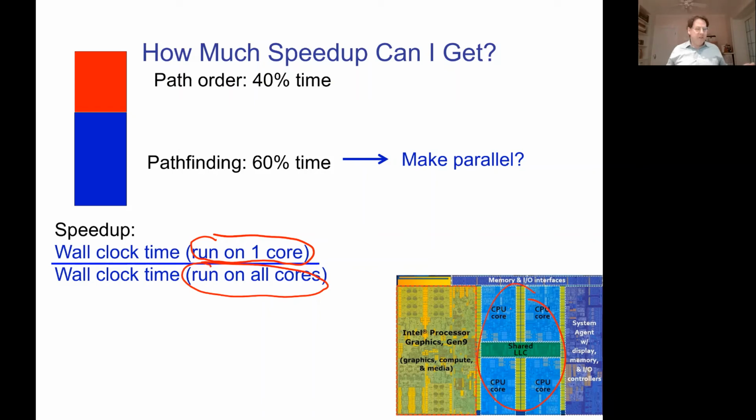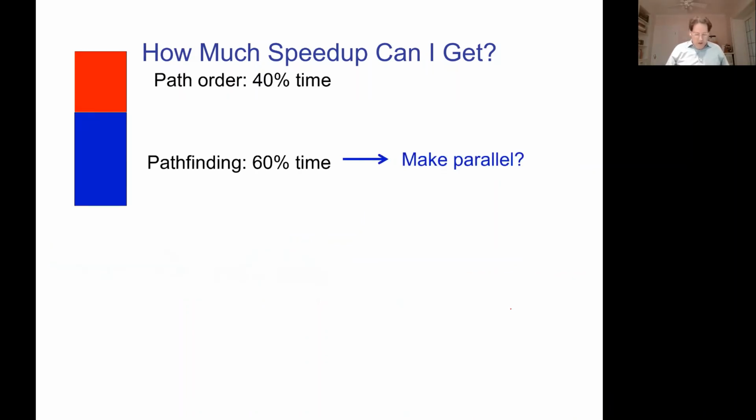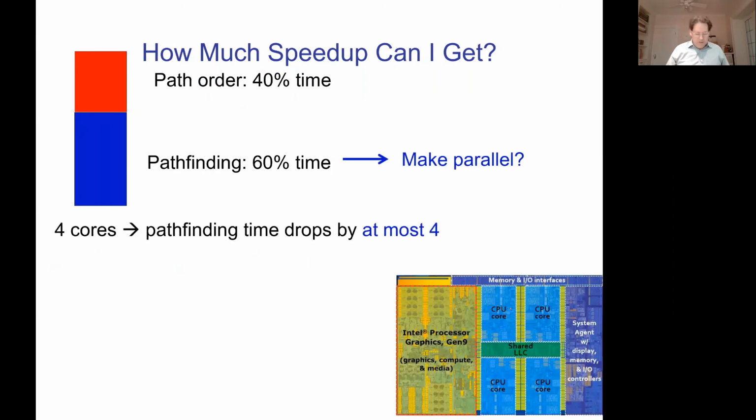If the cores don't get in each other's way and don't have any problems accessing memory, you get 4 times as fast a run with 4 cores. So let's plug some numbers in. With 4 cores, we expect to speed up at most 4, and only for this part, because that's the only part we're making parallel right now.